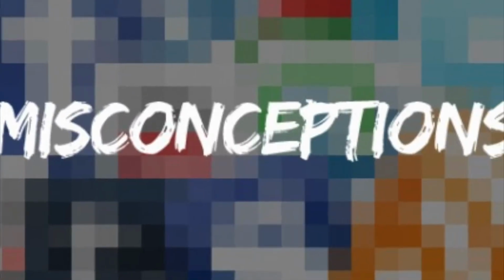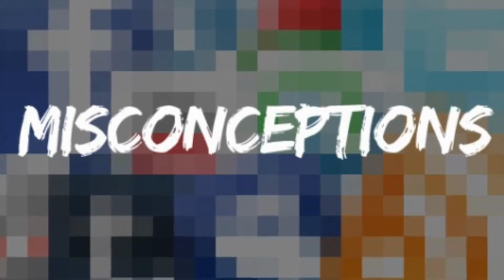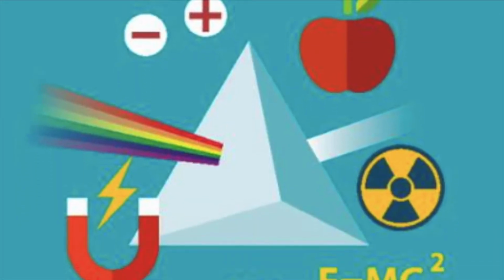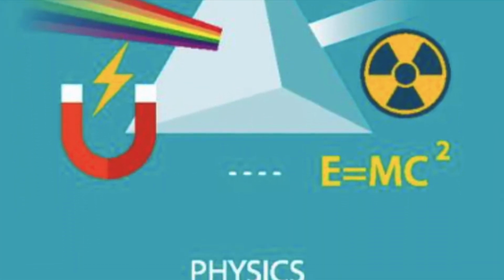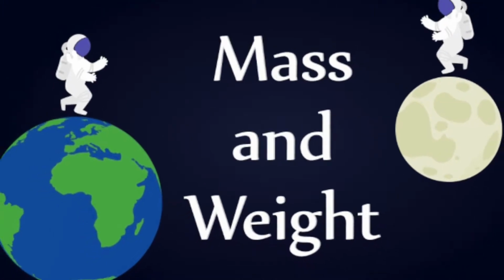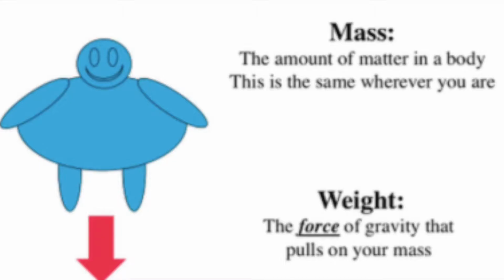Now let's talk about a very common misconception that ruins people's concept of physics and their ability to calculate anything including gravity. This is the misunderstanding between the words weight and mass. Now in physics, weight is defined as the force exerted on a body by gravity, while mass is defined as the amount of matter within an object.